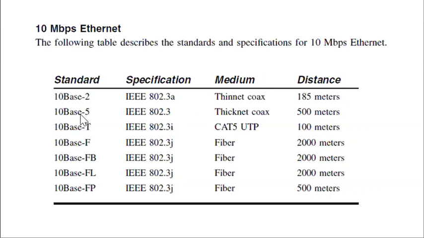Similarly for thick net, 10 base 5, okay, 500 meters. Then if it is UTP cable, so if it is T, that means it is a UTP cable, 10 base T, 100 meters. If it is fiber, okay, 2000, okay, then these are all fiber, different types, okay. Fiber, this is the normal link, this is for backbone, this is for long range, and so on. These are some of the specifications for 10 Mbps.